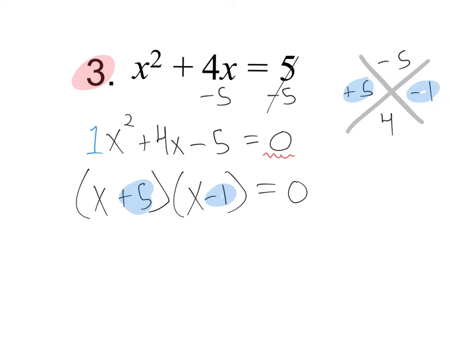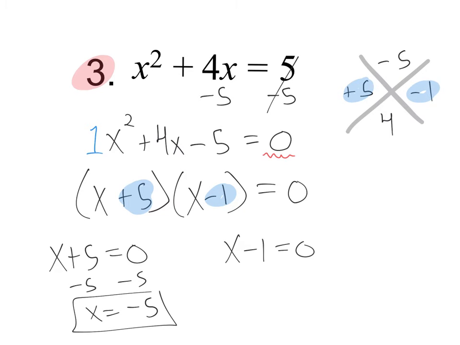So now that we've factored it out, we want to set each of these factors equal to 0 using our 0 product property. So x plus 5 equals 0, x minus 1 equals 0, and then solve for each equation. So subtracting 5, we get x is equal to negative 5. Adding 1, we get x is equal to positive 1. So here are the two solutions for number 3, negative 5 and positive 1.